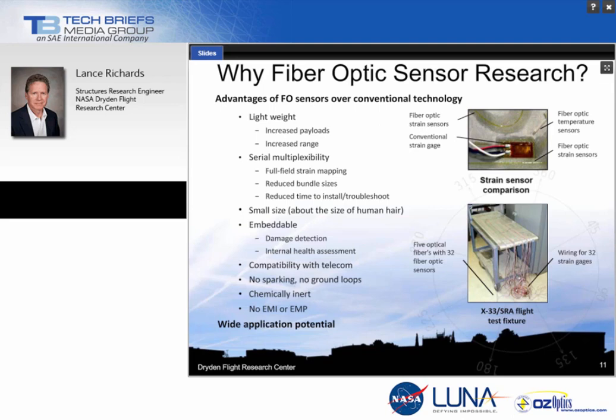It provides full field strain mapping, which can look like a finite element model result in terms of a strain fringe plot. It's small in size, about the size of a human hair, which makes it amenable to being embedded inside composite materials for damage detection and internal health assessment. It's compatible with the telecommunications industry. It has an inherent safety benefit of not having any sparking or ground looping issues. It's chemically inert and not susceptible to electromagnetic interference or pulsing.